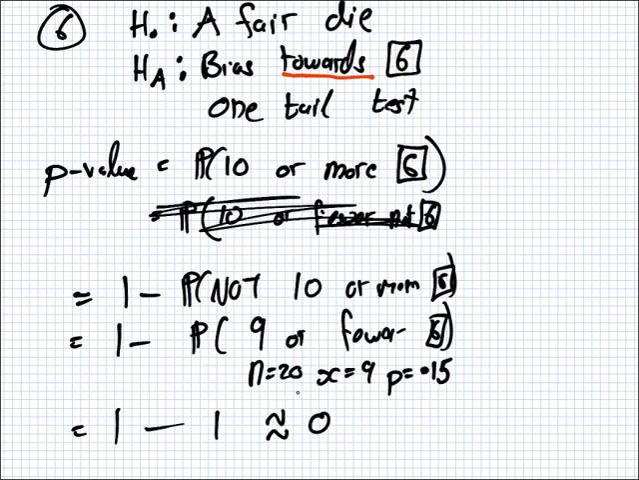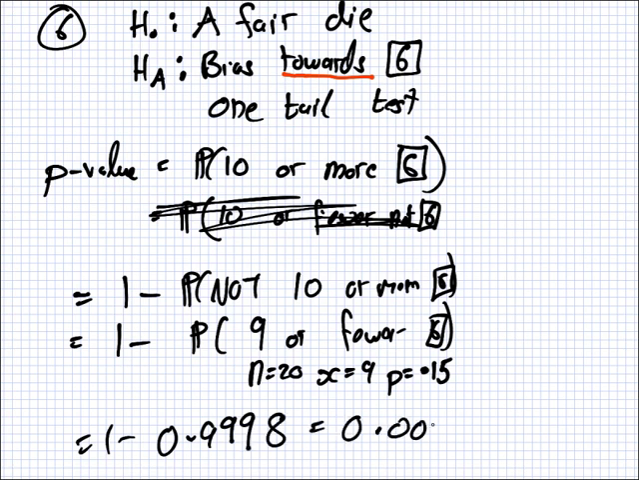N is 20, X is 9. Guys, can someone give me the value here, please? 0.9998. So that's equal to 0.0002. So what do you think? Reject or not? Yes, very much so.